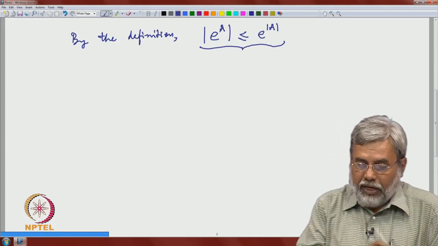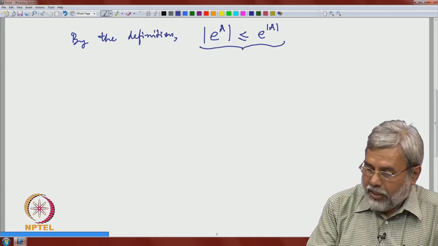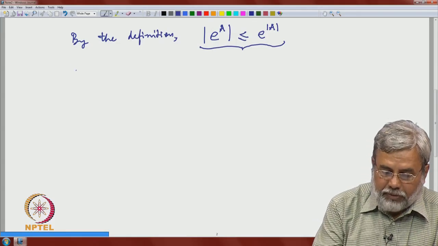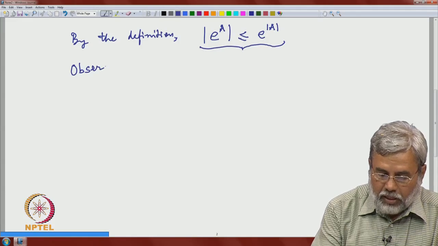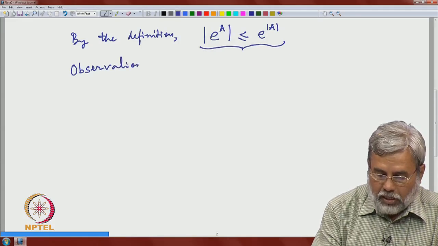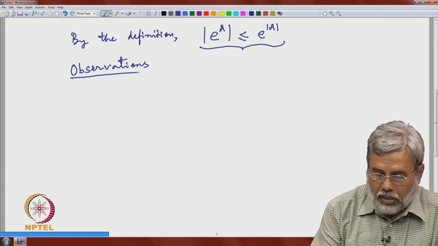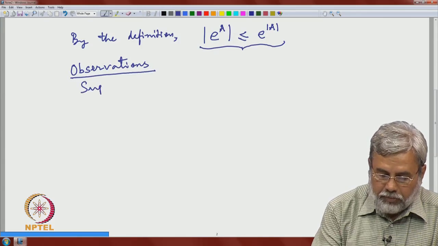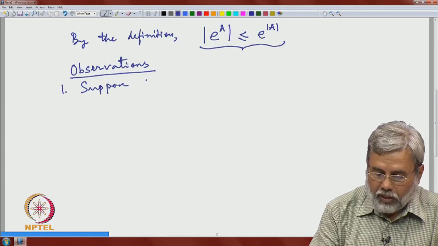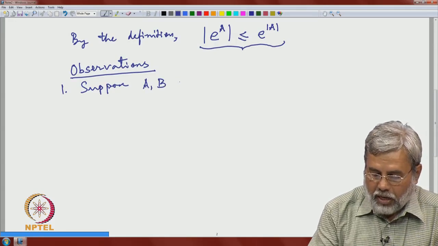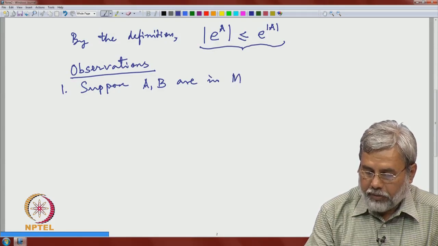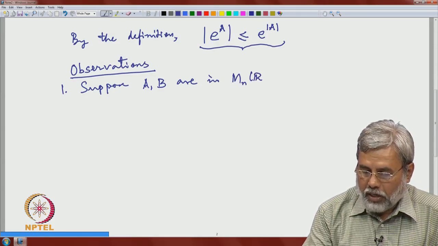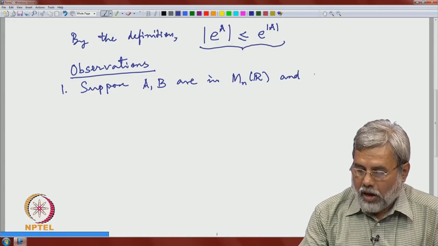Before we proceed further, let us make some observations. Observations. This is the first one: suppose A, B are in M_n(R) and are similar.